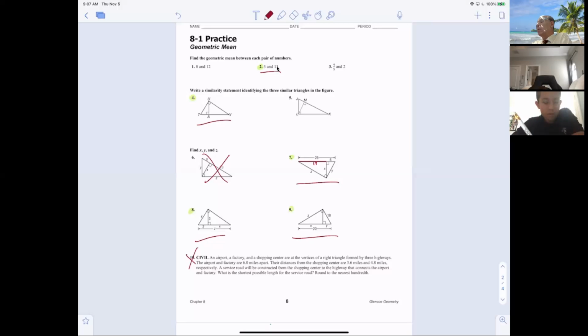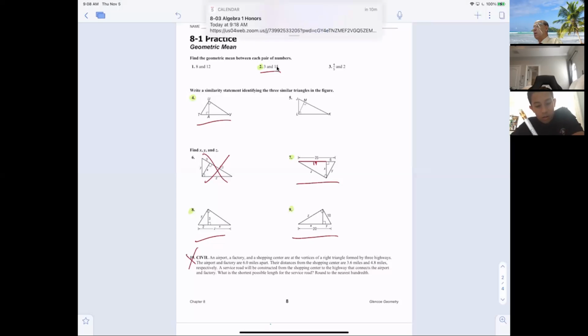And if you're not 100% sure, then do all of it. Any questions? Looks like we have 10 minutes. 10 minutes should be enough to finish.